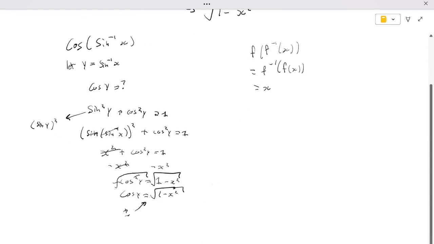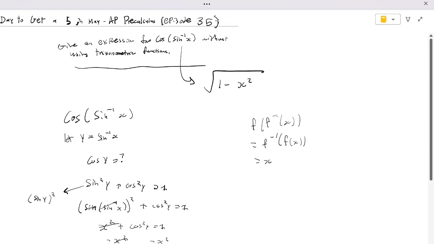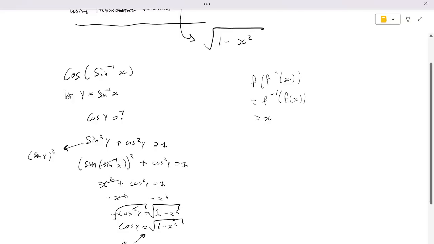But one second, I'm curious now. Yeah, no, I just graphed it, and actually, it's just the positive part.